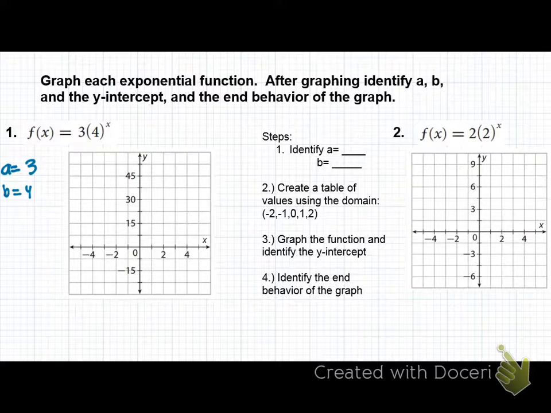The next thing, step 2, create a table of values using the domain -2, -1, 0, 1, and 2. Okay? This is a good strategy to use whenever you graph anything. We want to start by inputting -2 into here. So we start with the exponent. What's 4 to the -2? Let's see if you remember how to do this from middle school. 4 to the -2.